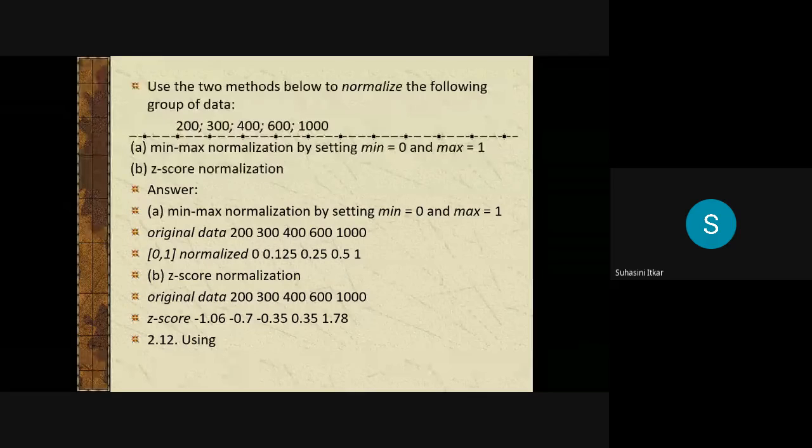Nisha, your answer. 0.33 for 300. I think it's wrong. It should be minus 0.7 for 300. So here the answers are given for z-score. For 300, you are able to see the screen. For 300, it is minus 0.7.